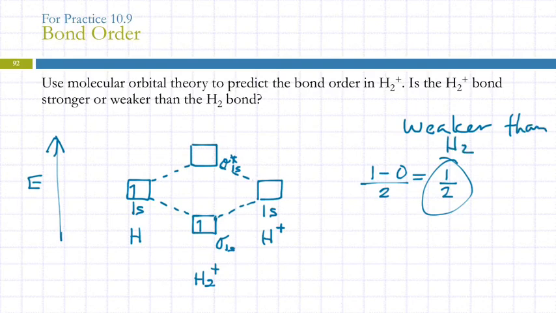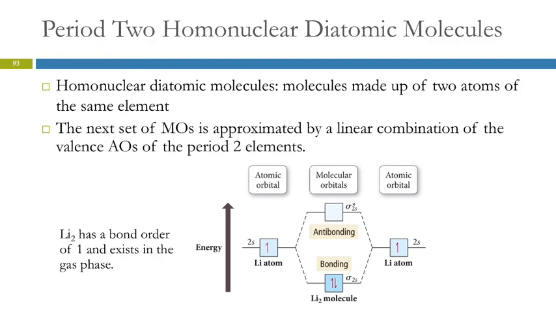Any questions? So we just looked at period 1, hydrogen and helium. Now we're going to look at period 2. So diatomic molecules have 2 atoms. Homonuclear diatomic molecules. Homo means the same. Nuclear refers to the nucleus. So these are the same atoms, the same elements in the diatomic molecule. So it's Li2 or N2 or O2. We're not looking at 2 different elements here. We're looking at 2 atoms of the same element.